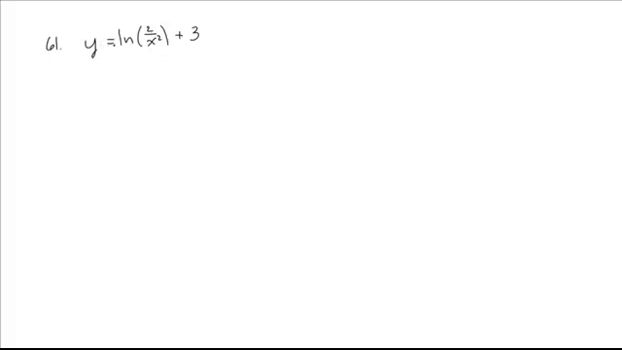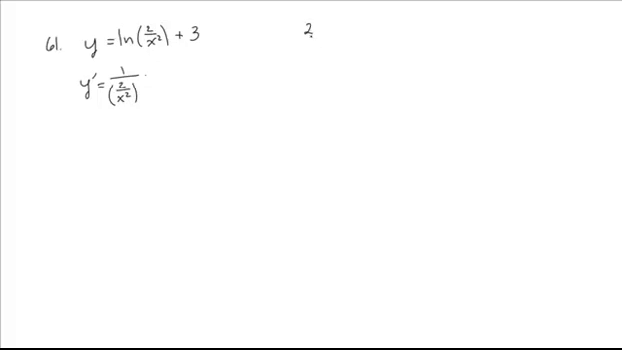We're going to take the derivative of y equals ln of 2 over x squared, plus 3. And we're going to do this one way, and then we're going to look at it another way. So this is going to be a chain rule. ln is the outside, 2 over x squared is the inside. Natural log, you take 1 over whatever you're taking the natural log of, times the derivative of what you're taking the natural log of.